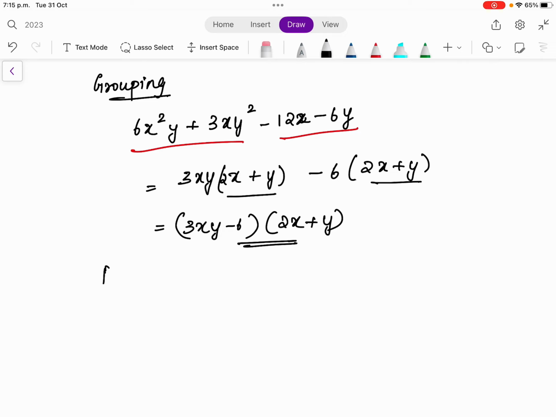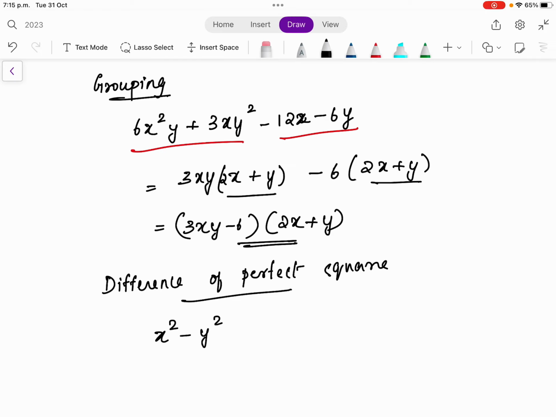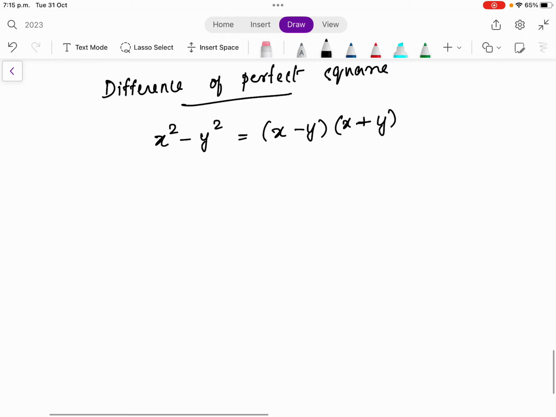Then you have the difference of perfect squares. This is a special case where you have two squares and a subtraction in between. In this case, you can use this identity: x minus y times x plus y. An example for this will be x square minus 25. If you have something like this, you will write x square minus 5 square. Then you can write this as x plus 5 and x minus 5.